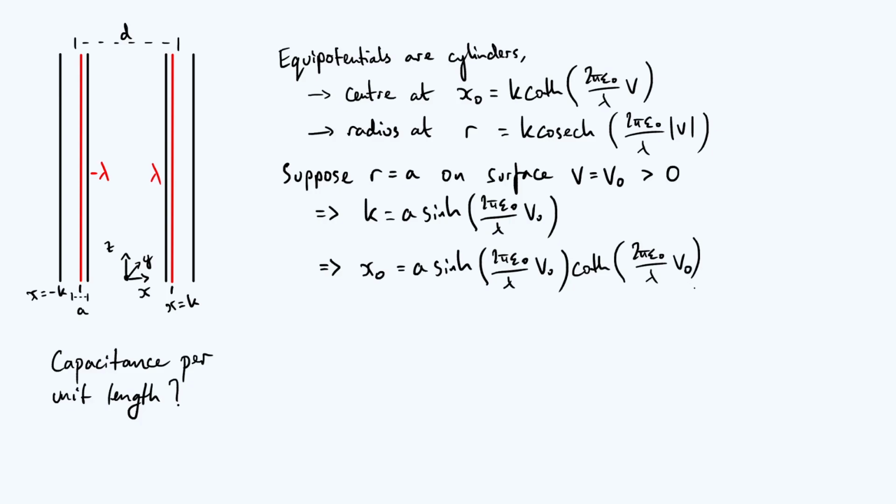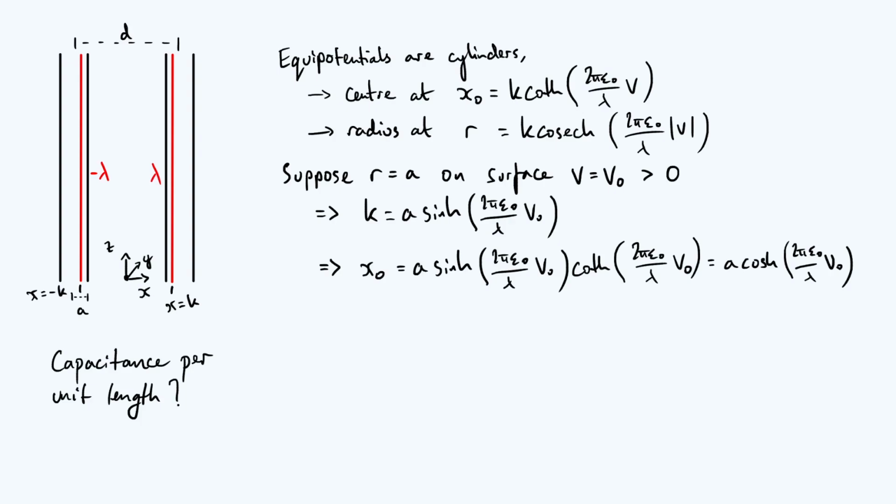Using the fact that hyperbolic cot is hyperbolic cos over hyperbolic sine, you will be able to see that this simplifies quite nicely just to a times hyperbolic cos of 2 pi epsilon naught over lambda V naught, right? So we have fairly simple looking expressions for k, which says where the line charges have to go, and for x naught, which is the resulting center of the equipotential cylinder.